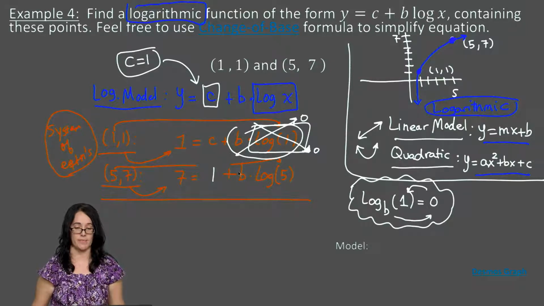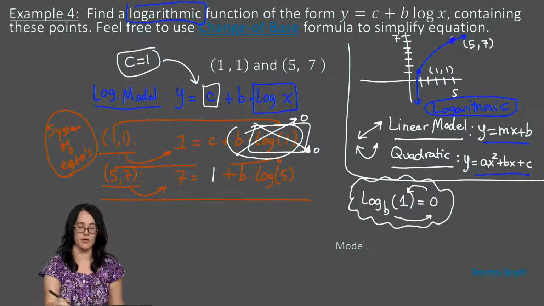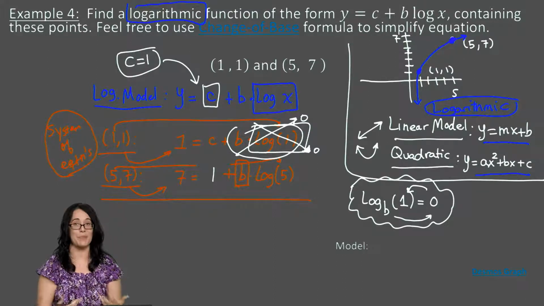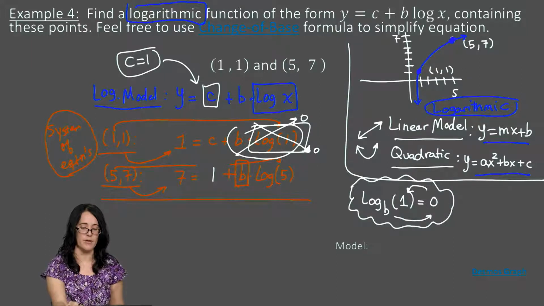Well, how would I solve that? I'm really solving for b, aren't I? And b is next to a number. Log base 10 of 5 is just a number. So I could solve this just like I was solving any linear equation by isolating b. I begin by subtracting the 1 from the 7, and I get 7 minus 1 is 6.